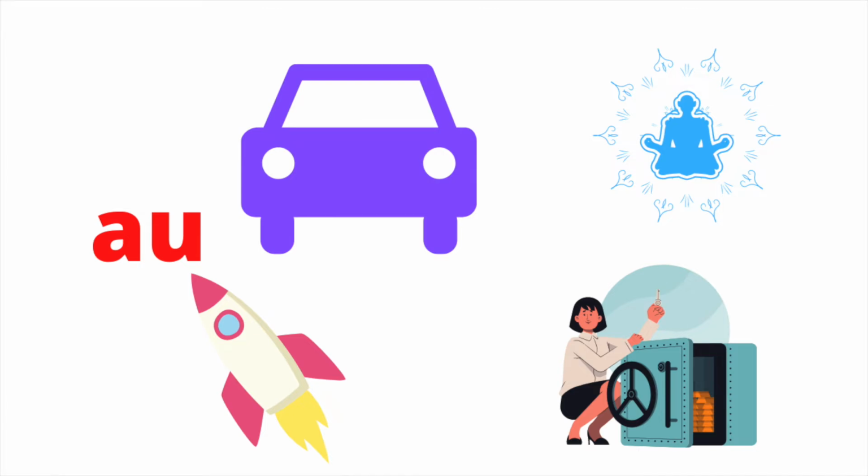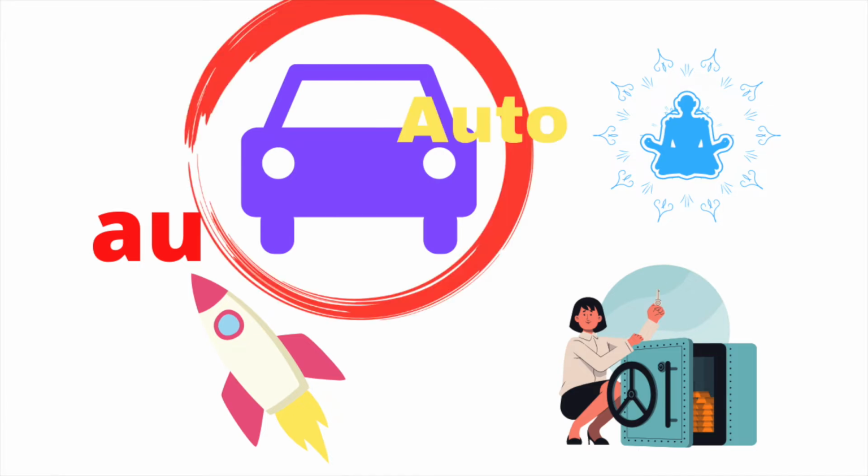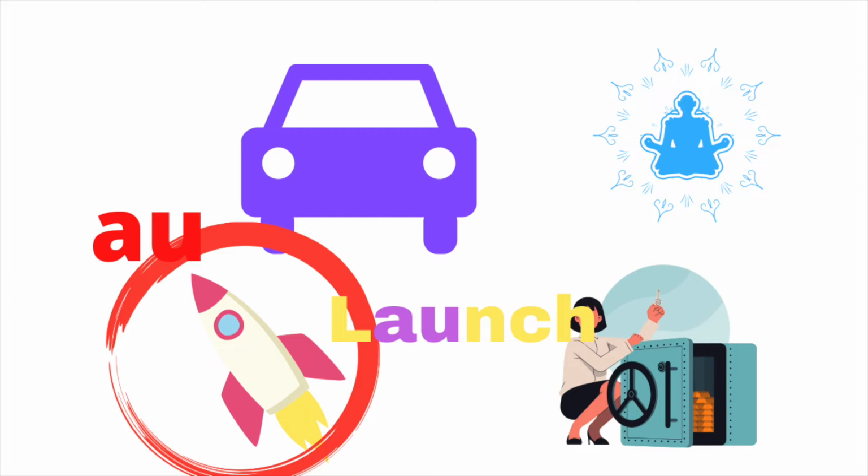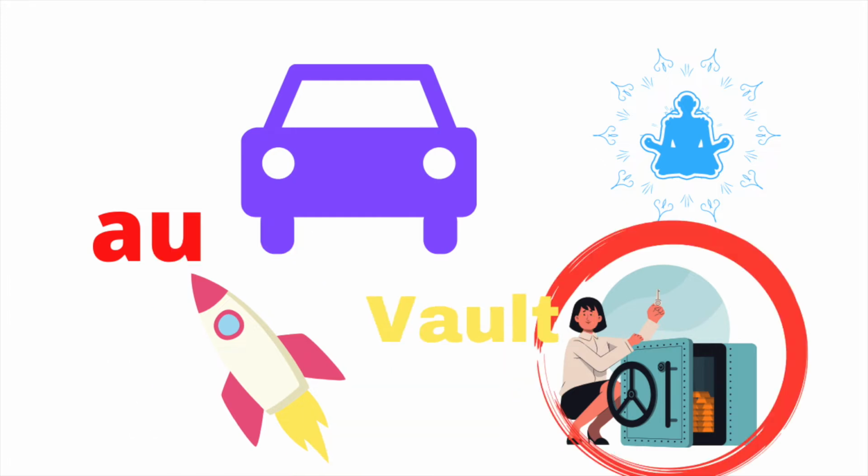AU is another digraph pronounced as ah: auto, aura, launch, vault.